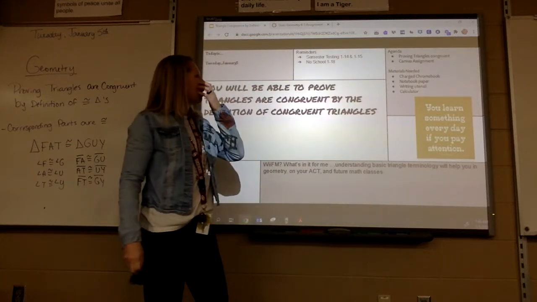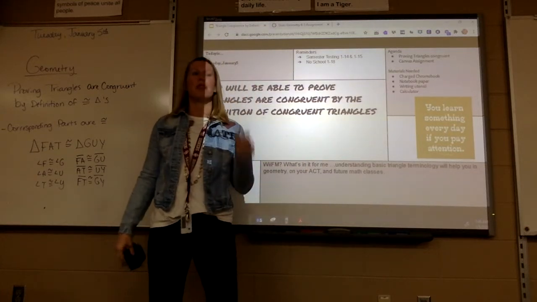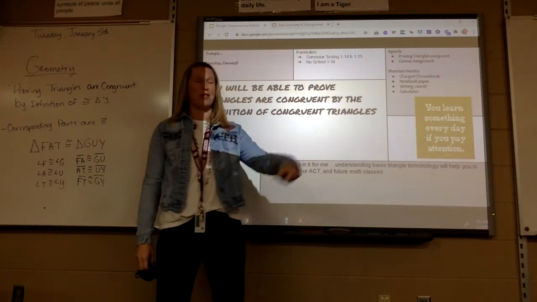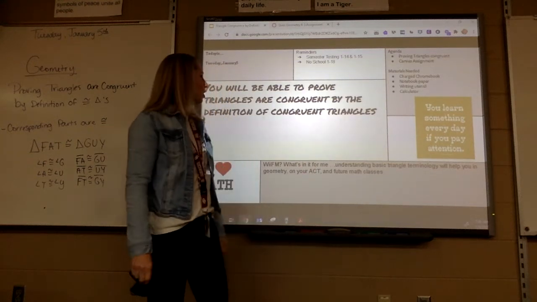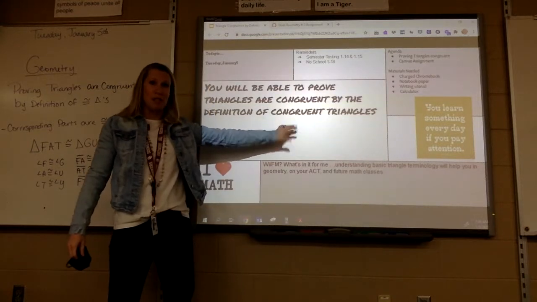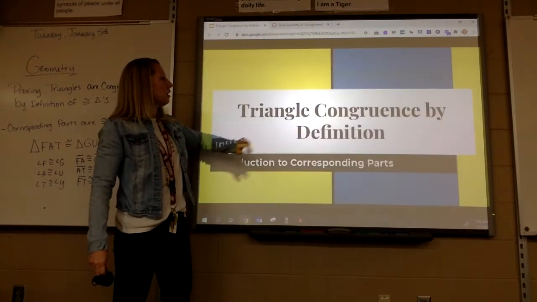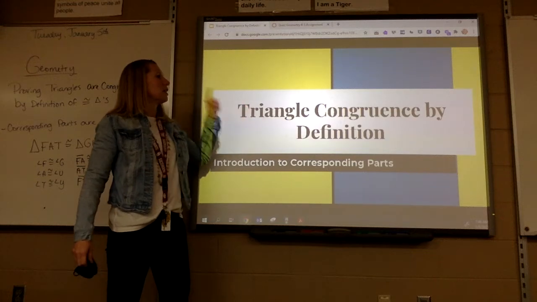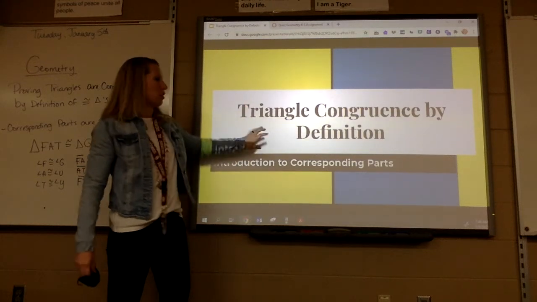So now we're starting to prove that triangles are congruent. This is the very beginning of proving that triangles are congruent. I actually really like this stuff. So tomorrow is a worksheet. Today is online. So we're going to start proving that triangles are congruent by the definition of congruent triangles.